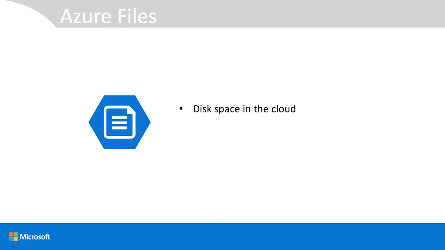Azure Files is simply disk space that's in the cloud. It's a managed server message block, or SMB solution, and because SMB is a standardized protocol, that means you can use Azure Files with any computer or device that can use an SMB file share. In other words, you can copy files to and from Azure Files just like you would any other hard drive. It really is that easy.